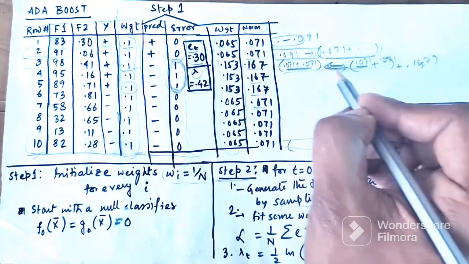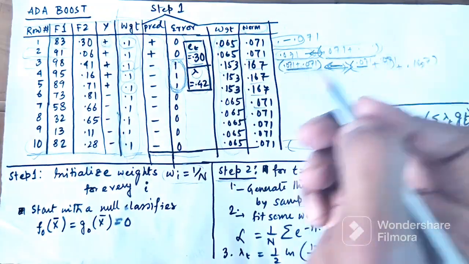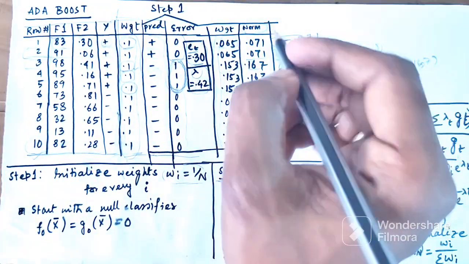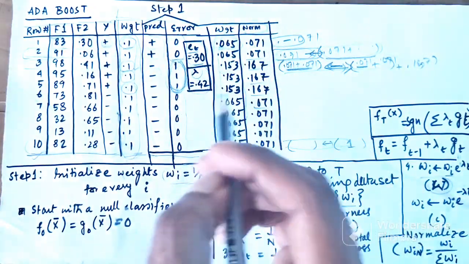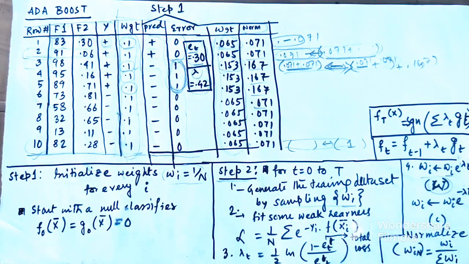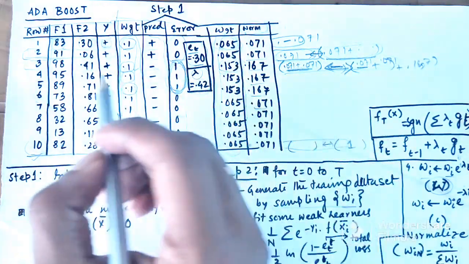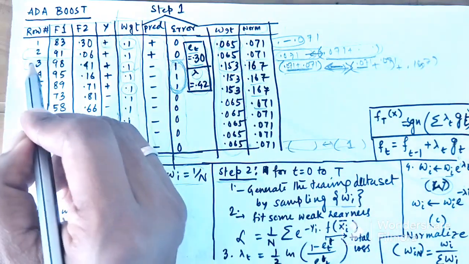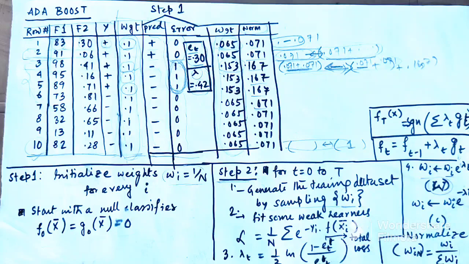Because this band will be much wider than for the weak learners. For the weak learners, the width of this band is only 0.065, and for strong learners, the width of this band is 0.153. If we generate, let us suppose, n number of random samples, there will be a much higher chance that these particular weak learners will be selected for the next iteration.